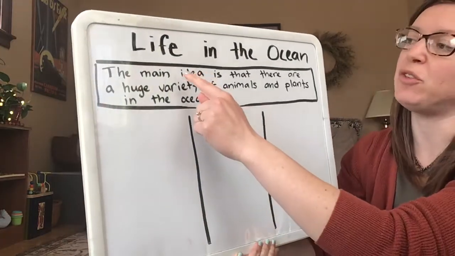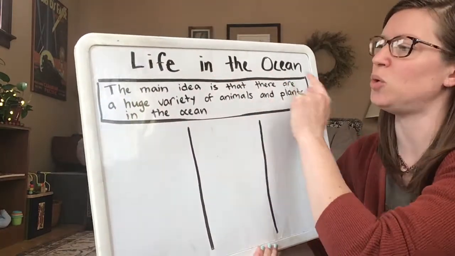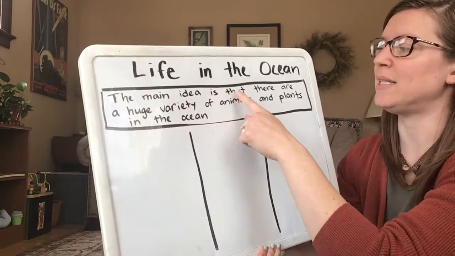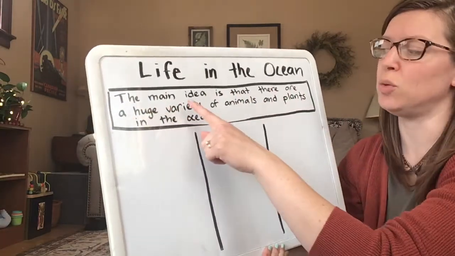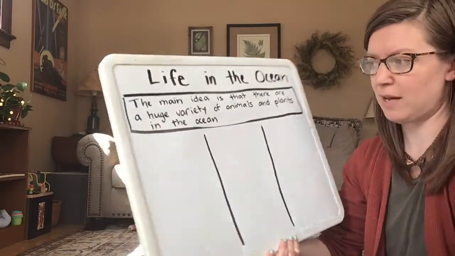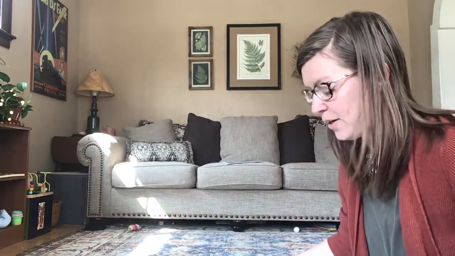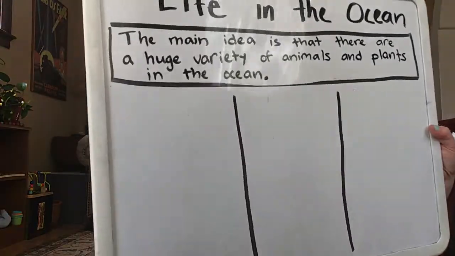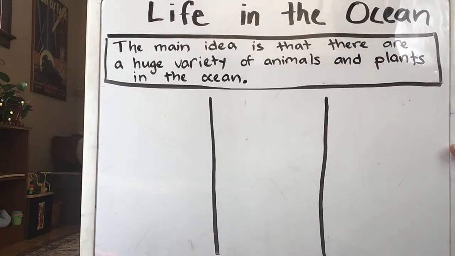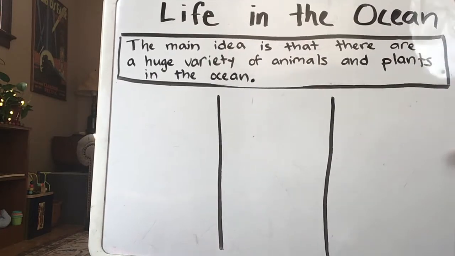Okay, so if you're doing this in your notebook, the title of our chapter is Life in the Ocean. And I thought when I read it that the main idea is that there are a huge variety of animals and plants in the ocean. Forgot to add my punctuation at the end of that complete sentence, so I'll add that now. And I'll hold it up again in case you feel like copying it. The main idea is that there are a huge variety of animals and plants in the ocean.